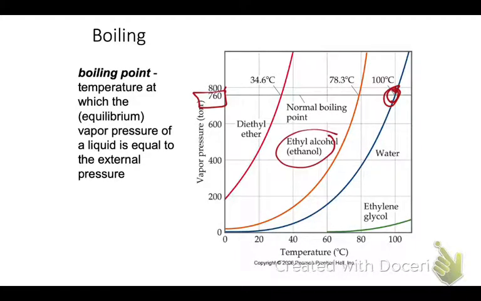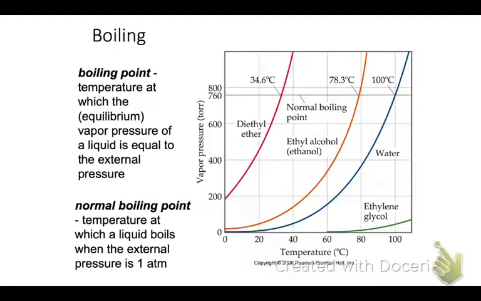That's why water will boil at 100, while ethyl alcohol reached it at 78.3. That's why it boils at 78.3. And diethyl ether reaches it at 34.6 and it boils at 34.6 degrees Celsius.